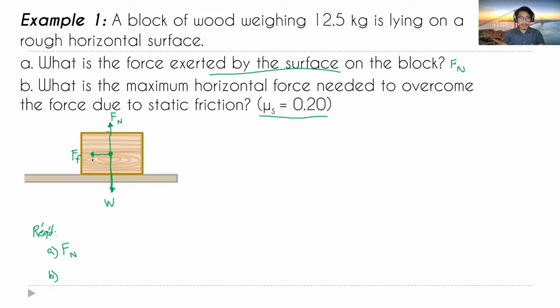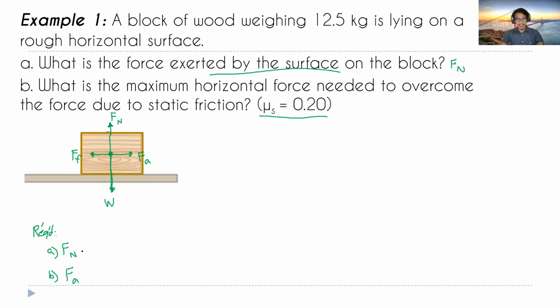So you need to overcome the force due to static friction. How are you going to overcome this frictional force? You must apply a force in the opposite direction. So this is actually about FA, the maximum horizontal force needed to overcome the force due to static friction. So we are asked about the applied force.